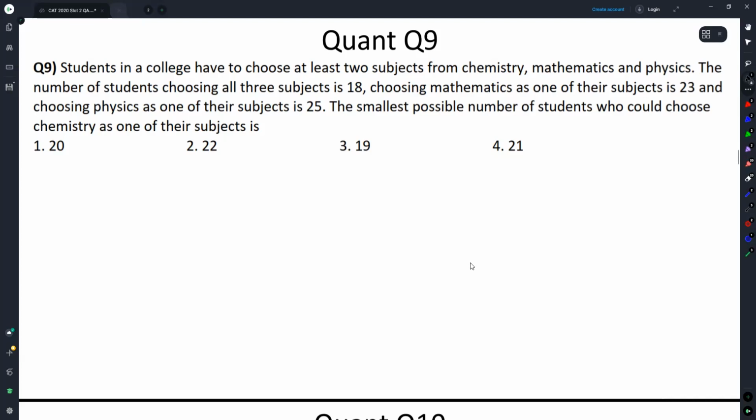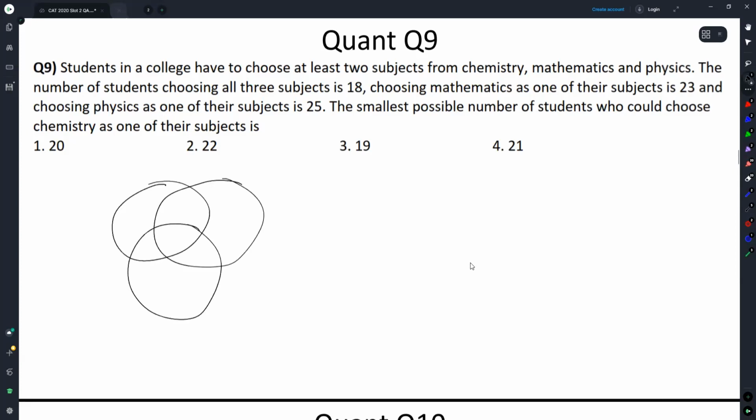Students in a college have to choose at least 2 subjects from chemistry, mathematics, and physics. The number of students choosing all 3 subjects is 80. Choosing mathematics as one of their subjects is 23. So these 2 regions together add up to 5. Choosing all 3 subjects is 18. And choosing physics as one of their subjects is 25.